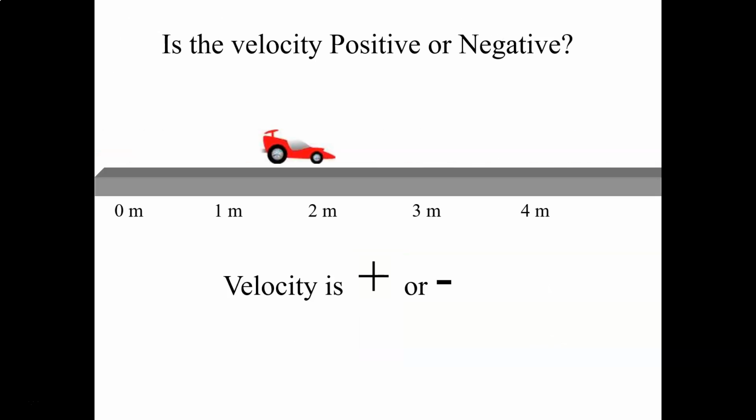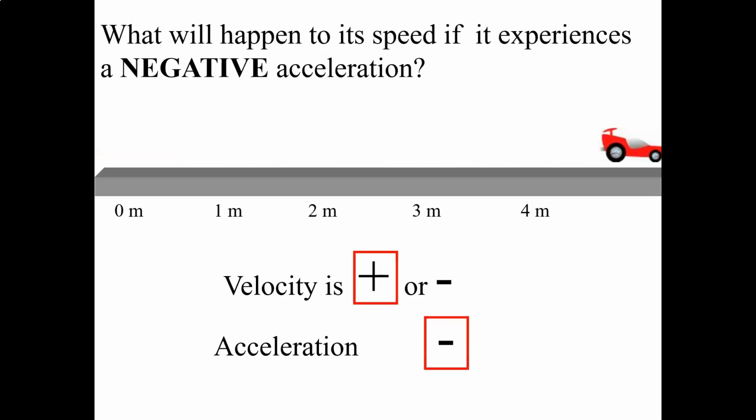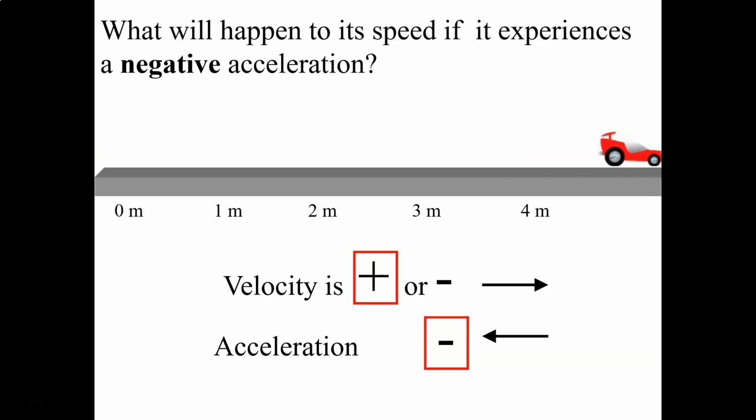Now, in this case, would the velocity be positive or negative here? Well, it's still traveling to the right, so the velocity is positive. Okay. Now, this time we're going to apply negative acceleration. So that means I'm going to push it to the left. It's going to accelerate to the left. So if I push it to the left, is that going to cause it to speed up or slow down? It causes it to slow down. So in this case, the signs were opposite, and it slowed down.